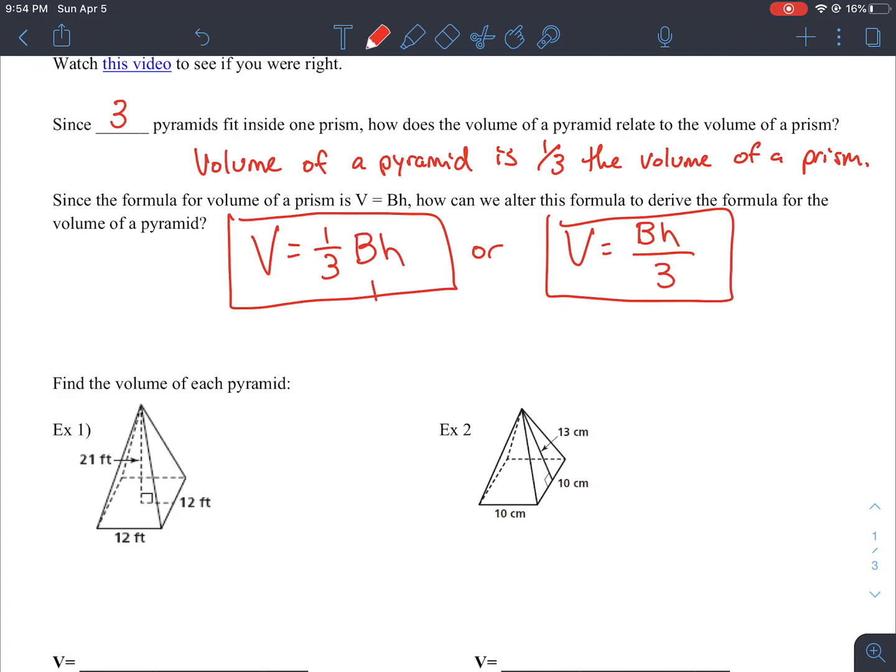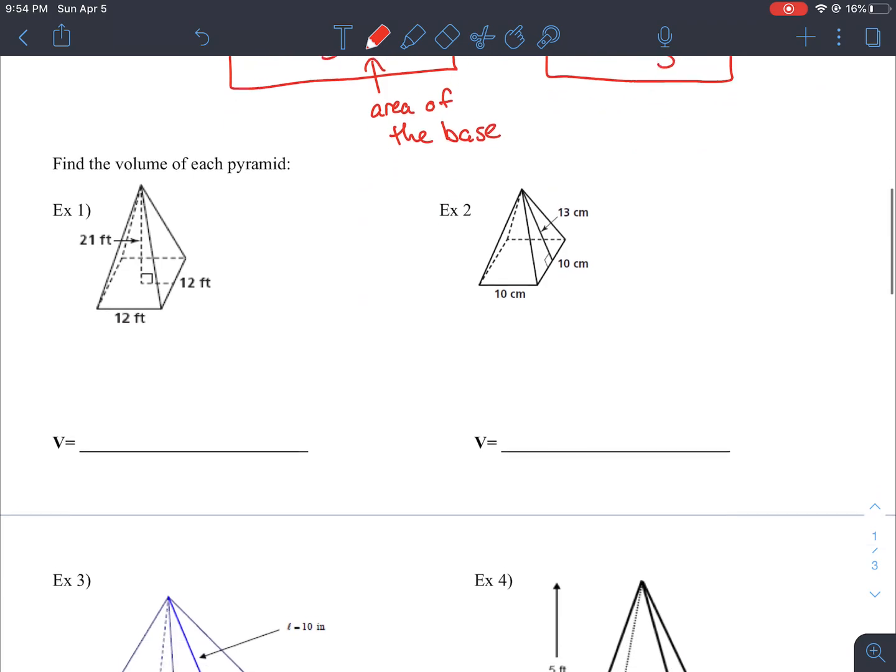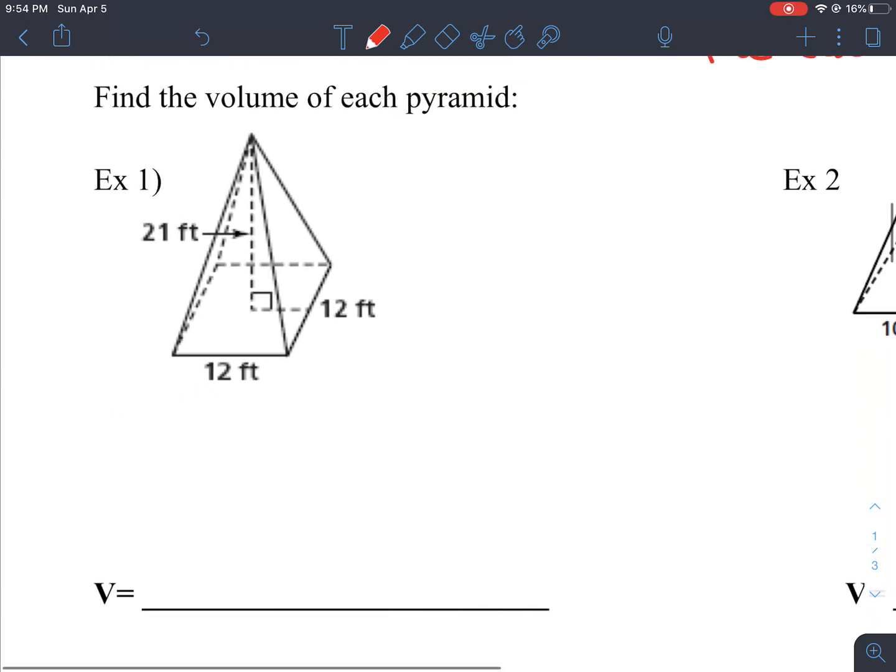Now remember that B is the area of the base. So it's not just a side length, and that's a common error that gets made in pyramid problems. So we want to find the area of the base of the pyramid. We want to multiply that by the height of the pyramid, and then we can either multiply that by 1/3 or divide it by 3. Either way, it works out the same. So let's jump into an example here.